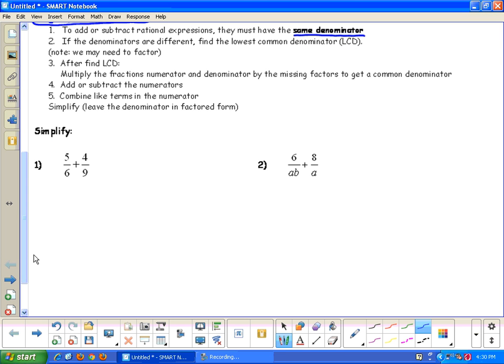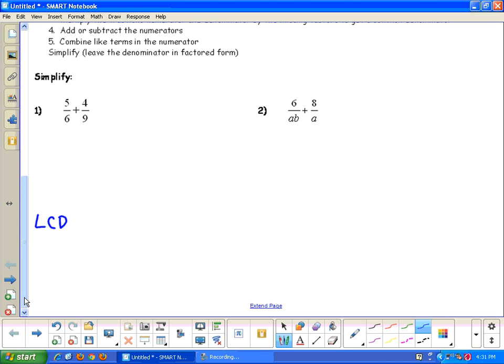So for this first equation, 5 over 6 plus 4 over 9. So first things first, I want to find the least common denominator. So my least common denominator, I'm going to do just off to the side down here. I have 6 and I have 9. So you should be able to do this without writing it out. The least common denominator between 6 and 9 is going to be 18, but just in case if you need to write it out, that's okay.